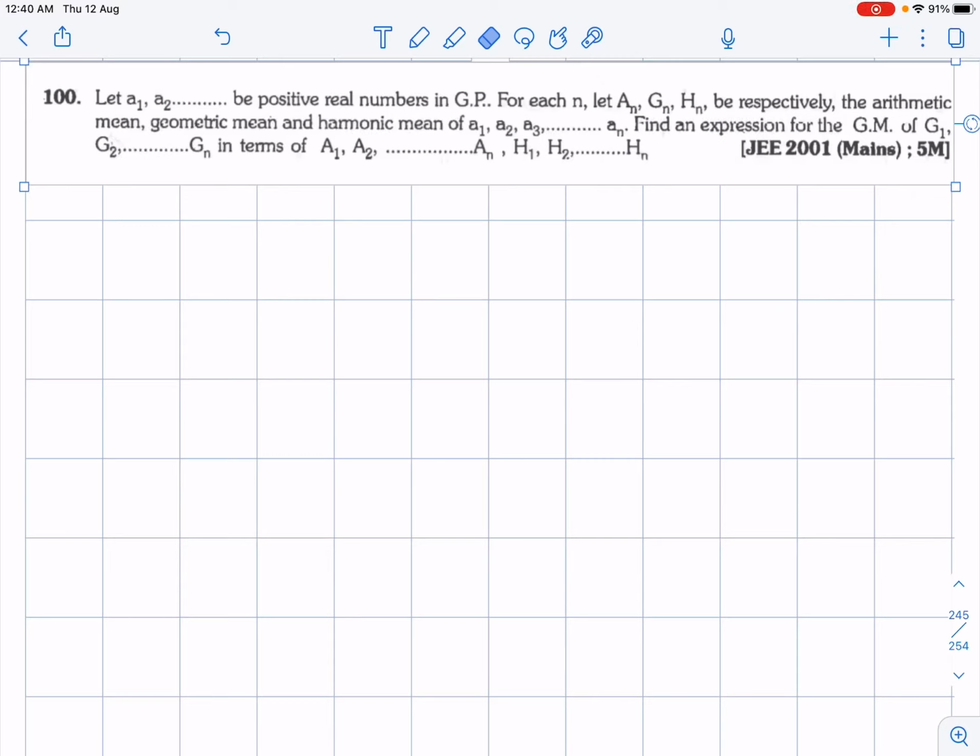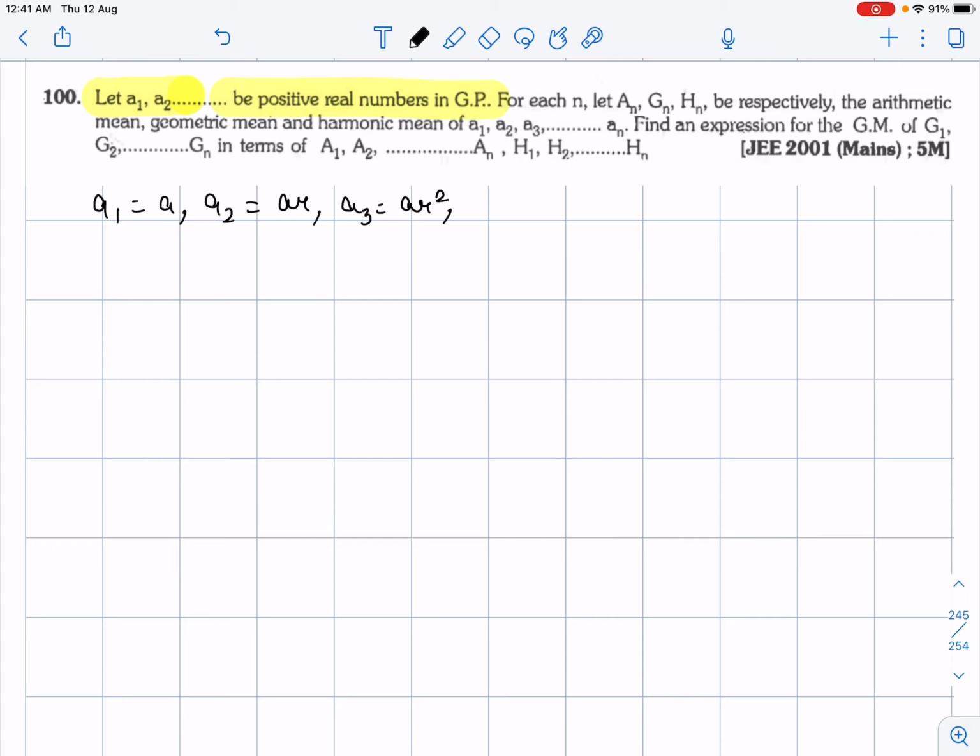So continuing our problem solving series in sequences and series, here I came up with the 100th question written on the screen. Let a1, a2, and so on up to an be positive real numbers in geometric progression. That means a1 will be a, a2 will become a multiplied by r, and a3 will be ar squared, and it goes on up to an, which will become ar to the power n minus 1.